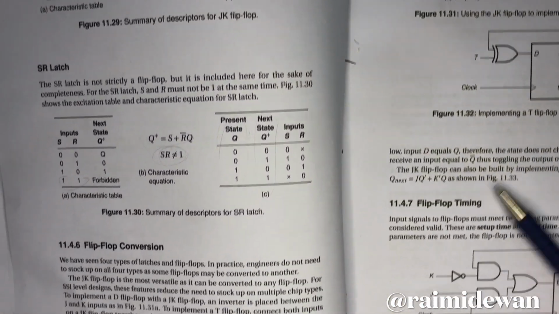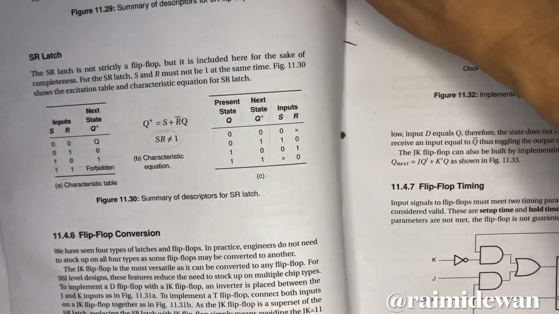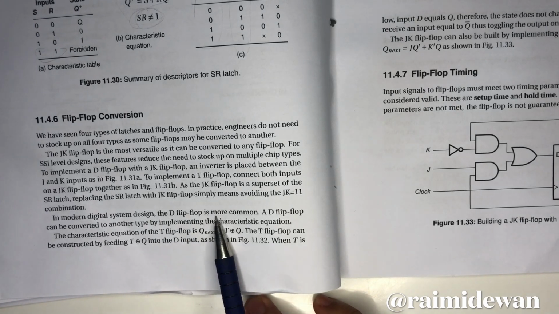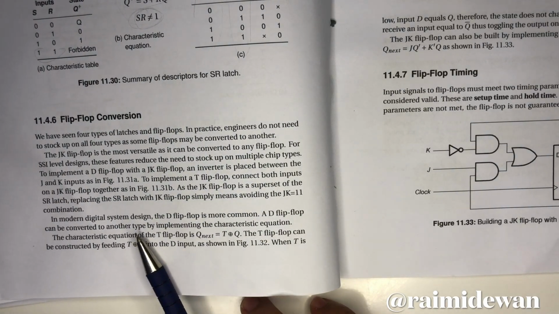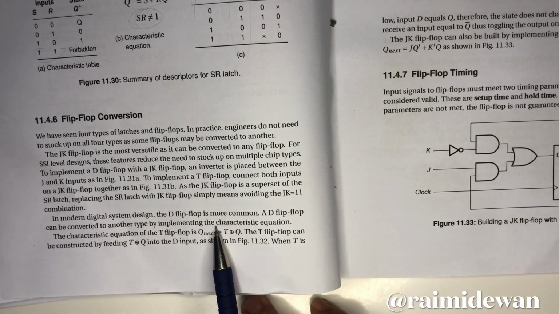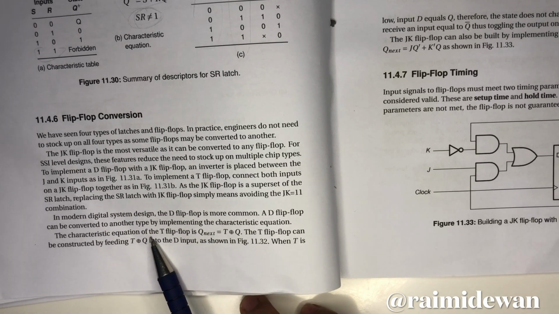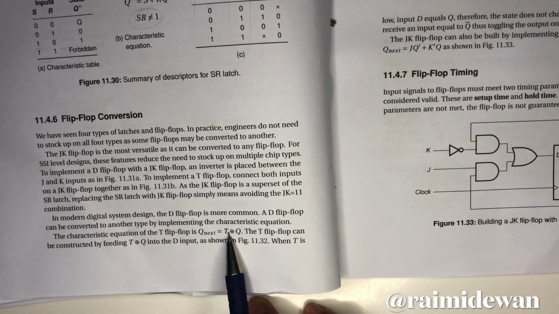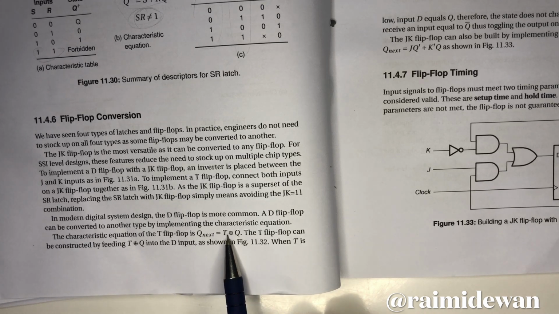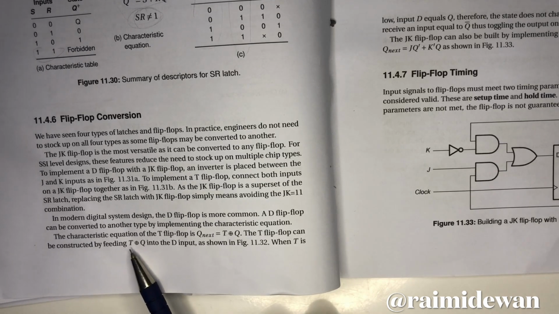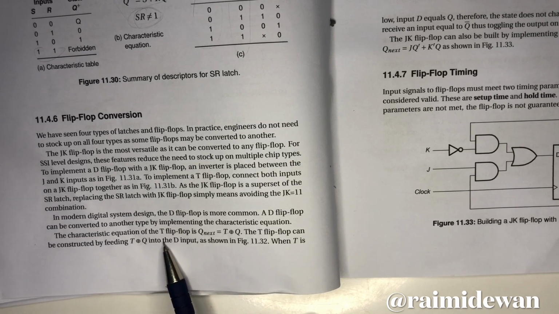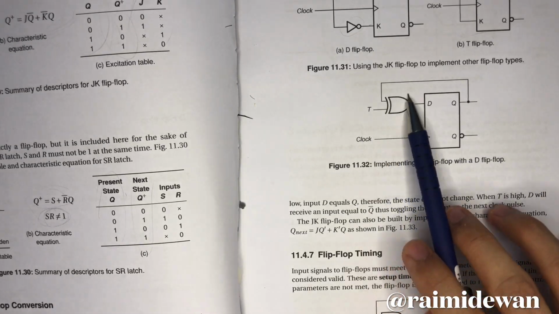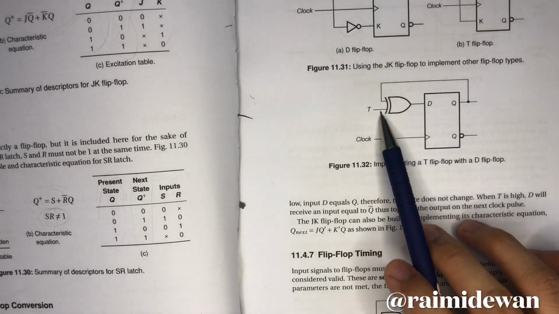Okay, now in modern digital system design, the D flip-flop is more common. A flip-flop can be converted to another type by implementing the characteristic equation. The characteristic equation of the T flip-flop is Q next equals T XOR Q. The T flip-flop can be constructed by feeding T XOR Q into the D input as shown in figure 11.32. You can see it's the XOR. You just need to connect it with an XOR.